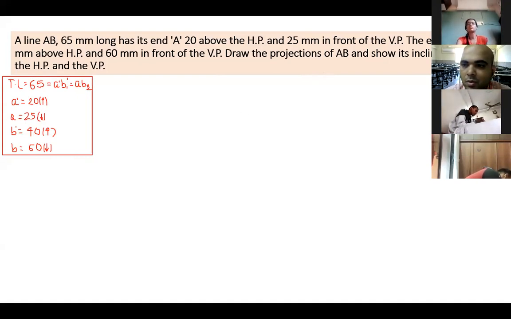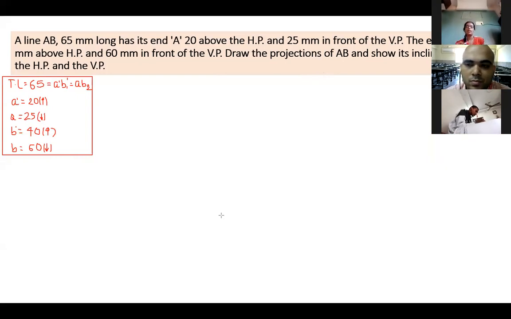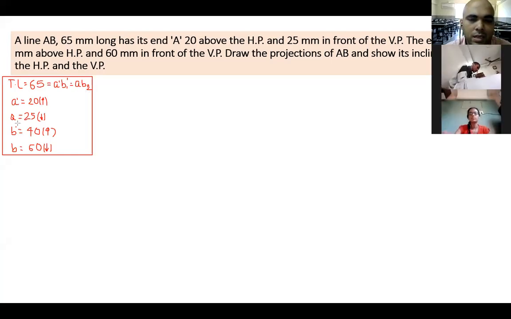Yes Tina, say. A dash, B1 dash and A B2. Okay, A dash, B1 dash, A B2 is written here. And this is A dash 20 above, A 25 below, B dash 40 above, B 60 below. I hope this much is done.